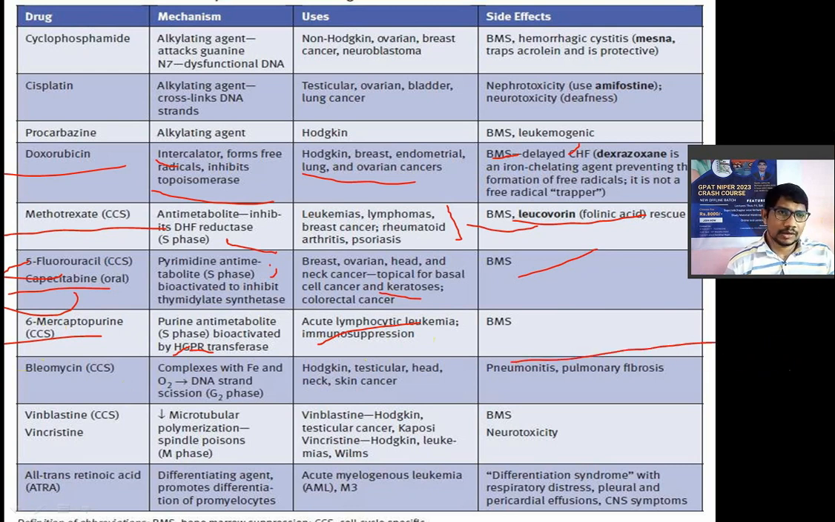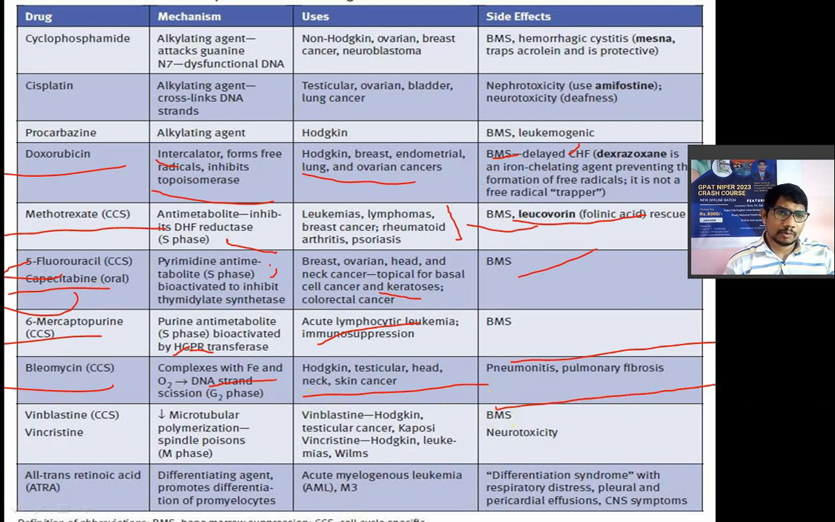Now the next drug is bleomycin. What does bleomycin do? It forms a complex with ferrous iron and oxygen, which generates free radicals that damage the DNA strand. That's called DNA strand scission. It is used in ovarian, testicular, head, neck, and skin cancer. It can cause pneumonitis and pulmonary fibrosis.